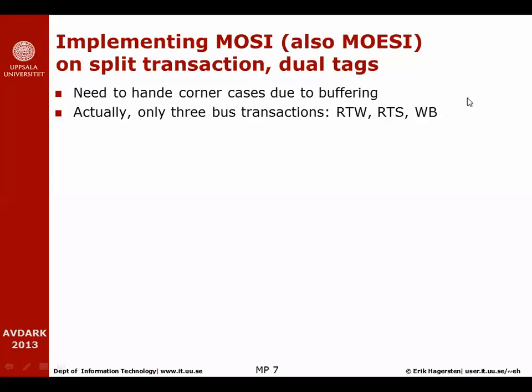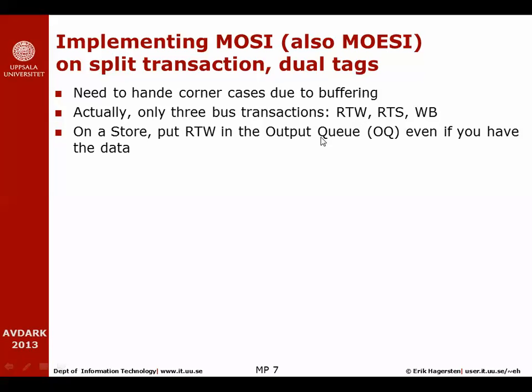What we'll do is encode the behavior of invalidate and the old behavior of read to write in the same transaction. So even when we just want to invalidate the rest of the world, we will send a read to write transaction. When we perform a store, we put the read to write transaction in the output queue, even if we already have the data. Now we have to modify the protocol slightly.